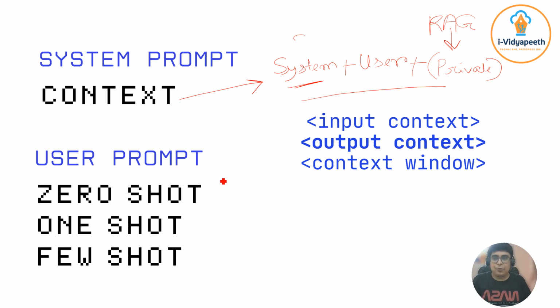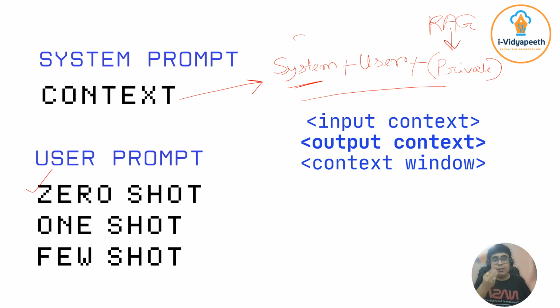Now let us go to the user prompt. In the user prompt, there are three kinds of things. First of all, there is zero shot prompting. So let us understand zero shot prompting. Zero shot prompting is just blindly asking something, like please create some poem. There is no example you are giving. You are just telling it, please generate one poem on bird. That's it. But that is not correct, right?